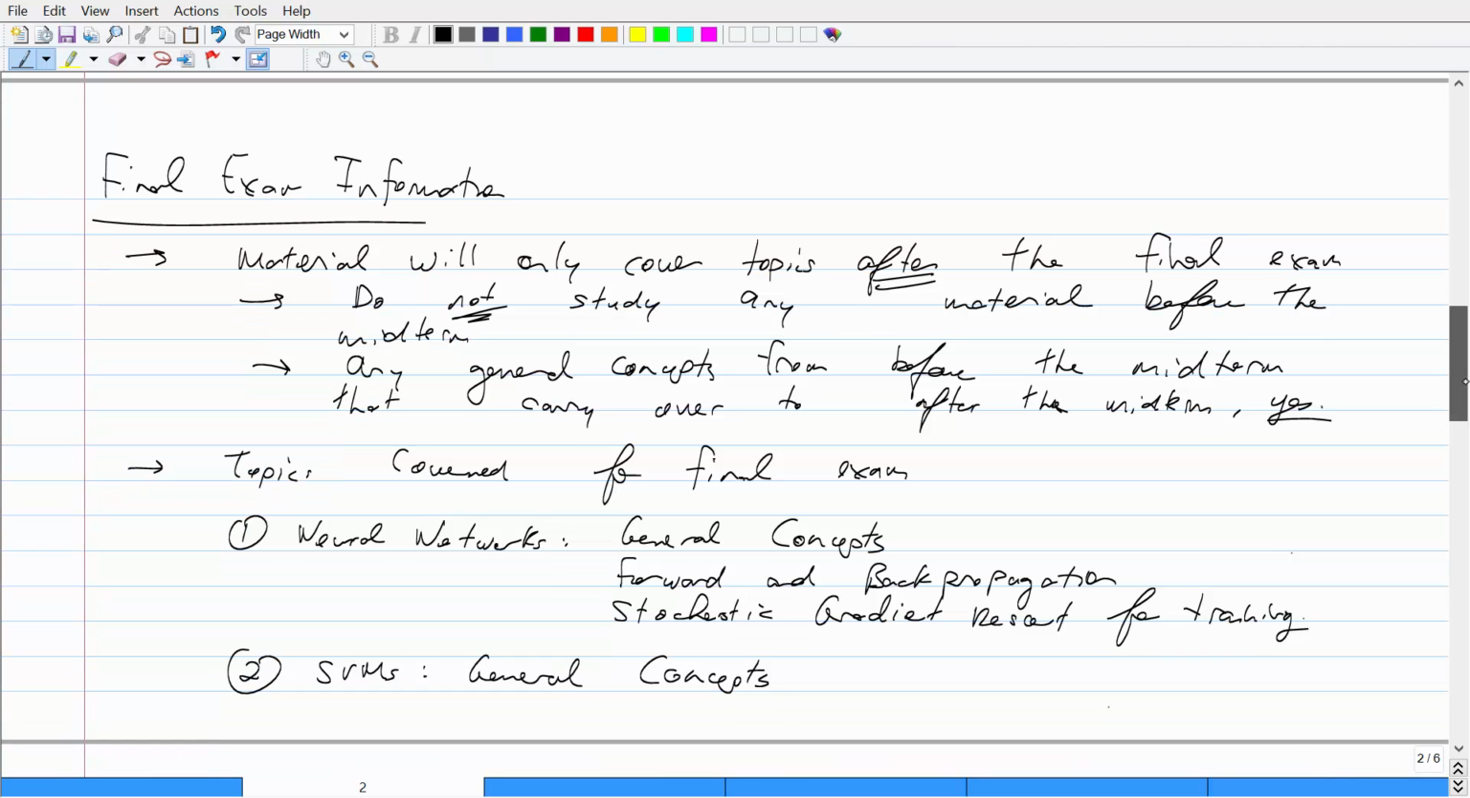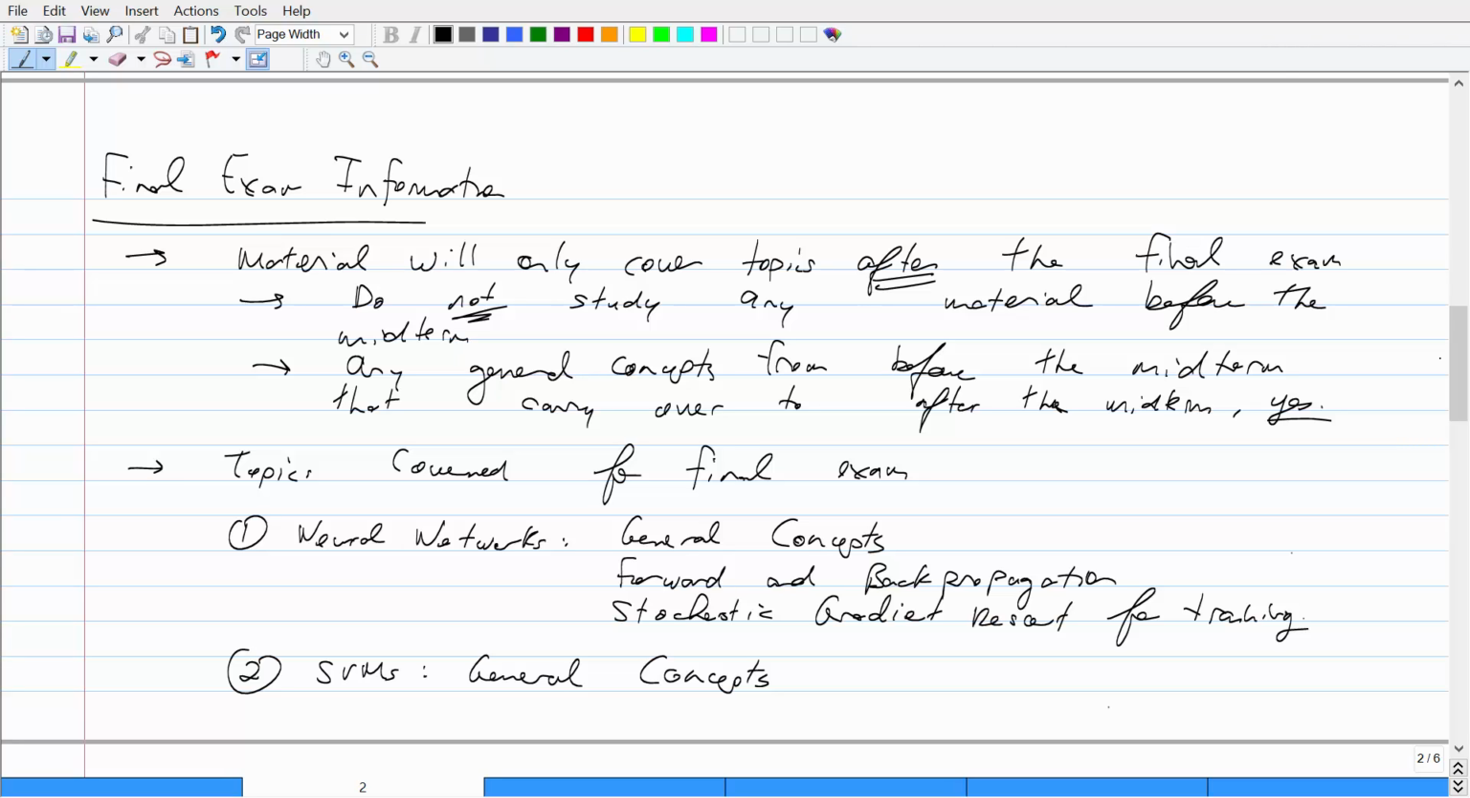All right, so final exam information. So some profs like to ask you material before the midterm. I don't like to do that because I've already tested you on that stuff, so you don't have to study anything before the midterm. Do not study anything before the midterm. You're wasting your time, okay? Only study stuff after the midterm. So from neural networks onwards to the end is what you're responsible for.